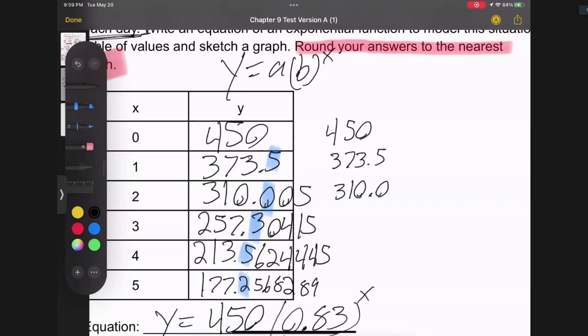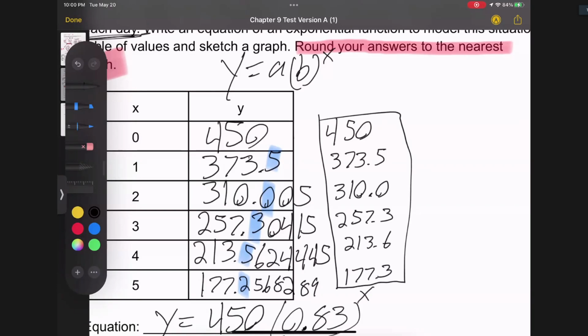310.0. There's no change. If you put 310, that is perfectly fine. This one will be 257.3. This answer will be actually 213.6. This answer will be 177.3. These are going to be your answers. Make sure that you are only putting in the rounded answers.